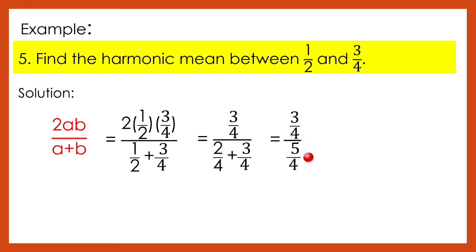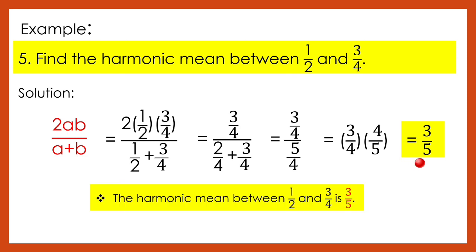Kukunin natin yung reciprocal ng 5 over 4, saka natin imumultiply sa 3/4. So, we have 3 over 4 times, ang reciprocal ng 5 over 4 is 4 over 5. Then, let's multiply. 3 over 4 times 4 over 5. So, yung 4 makakancel. Ang maiiwan na lang is 3 over 5. Therefore, ang harmonic mean between 1/2 and 3/4 is 3 over 5.